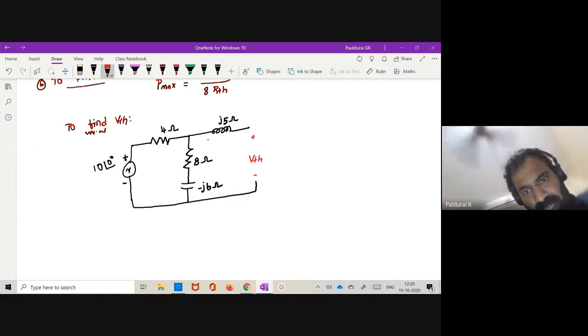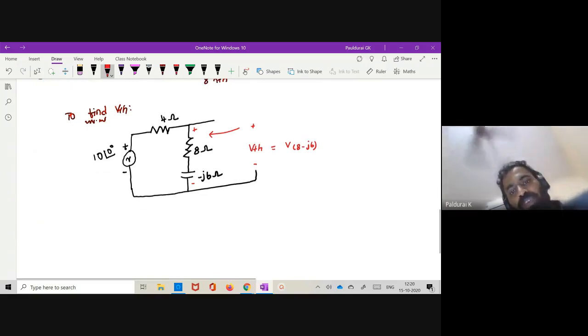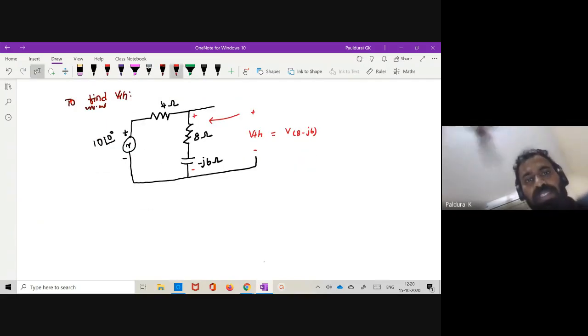Now what is the current which is flowing through J5 ohm if the load is opened? 0, sir. 0 ampere. So will you consider J5? No. Now what is my VTH? This is my plus and this is my minus, right? The voltage across VTH equals the voltage across this combination, 8 minus J6. Now how will you find this? Any idea? How will you find the voltage across this combination?